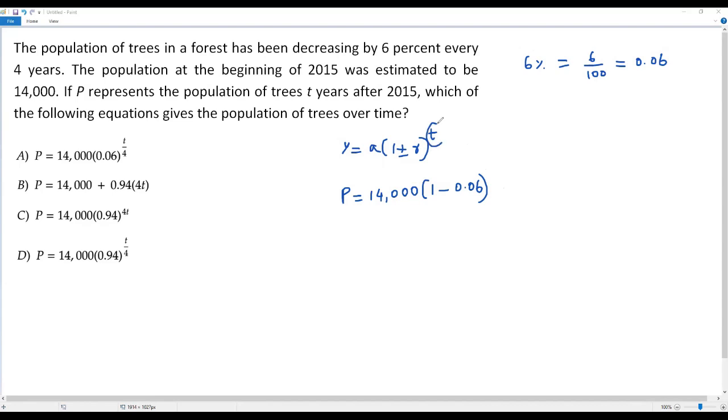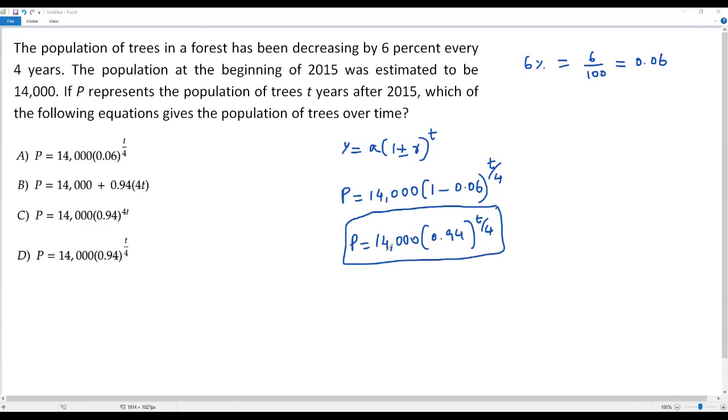Okay, now we have to be very careful with this t, and here the unit of t is years. If the number of trees is decreasing by 6% every year, we can write this t as it is. But here it is decreasing by 6% every 4 years. In that case, instead of t, we have to write t over 4. Okay, here P equals 14,000 times (1 minus 0.06, which is 0.94) to the power of t over 4. Okay, here I got the equation which gives the population of trees over time, and we find exactly this in answer choice D. The correct answer choice for this question is D.